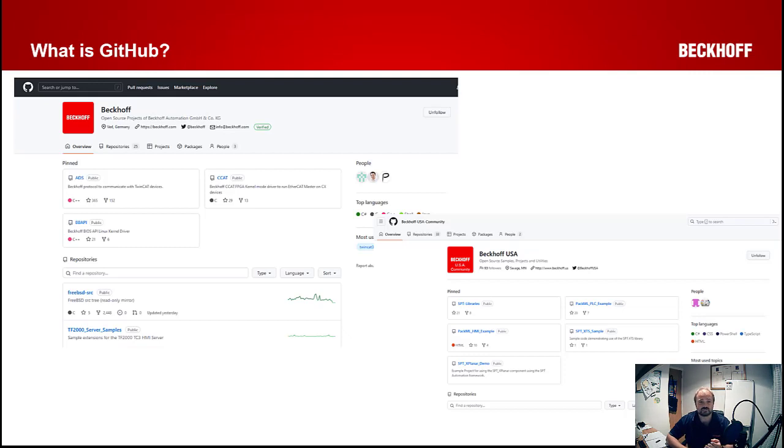And you can see here, Beckhoff headquarters have their GitHub account where they store repositories for things like ADS. The DLL is on there. Some examples for TF2000, for example, are on there. The CCAT interface for FPGAs for the CX devices is on there. And Beckhoff USA has an account, and that's where our SPT libraries are.